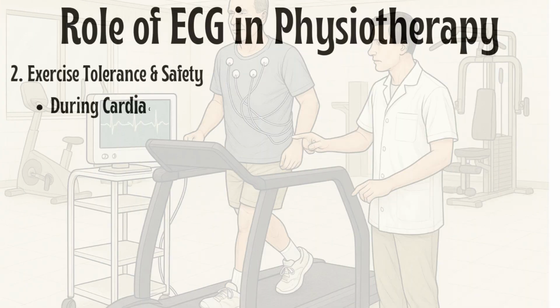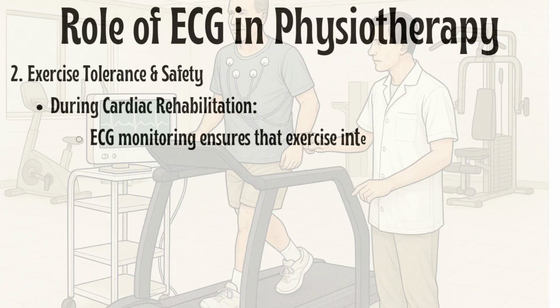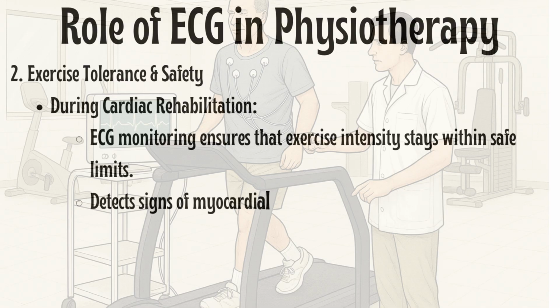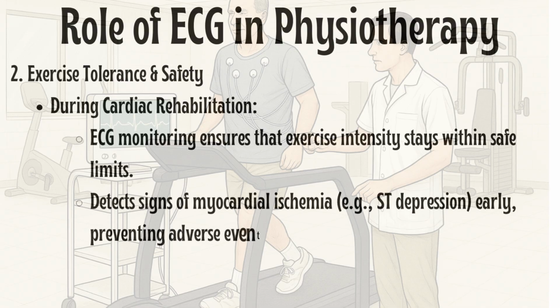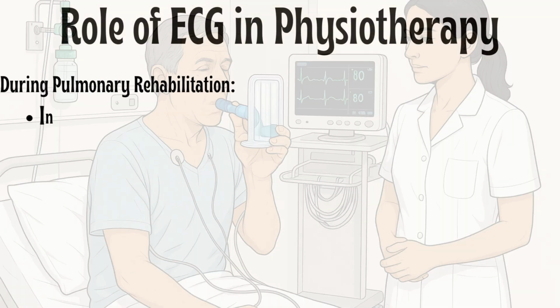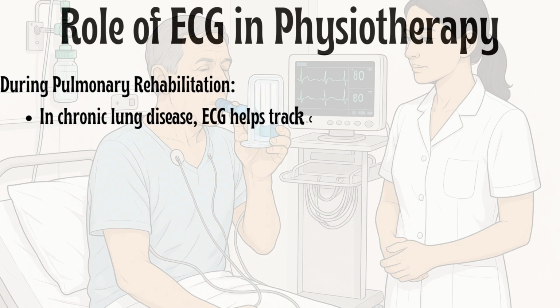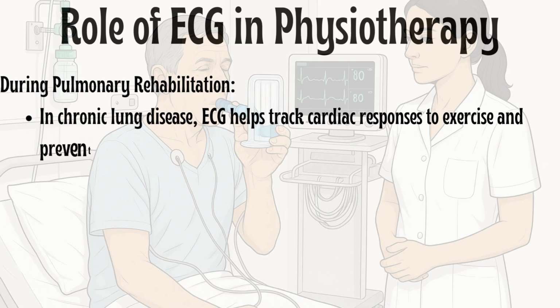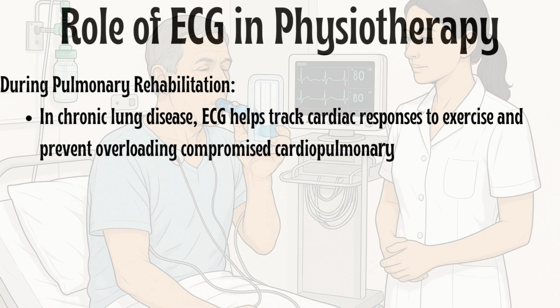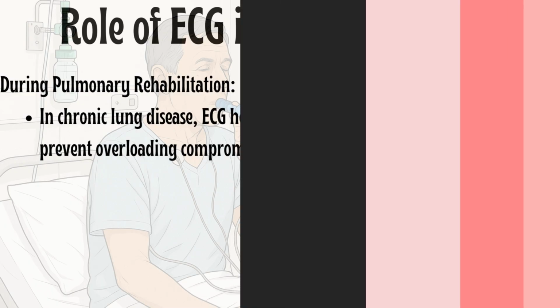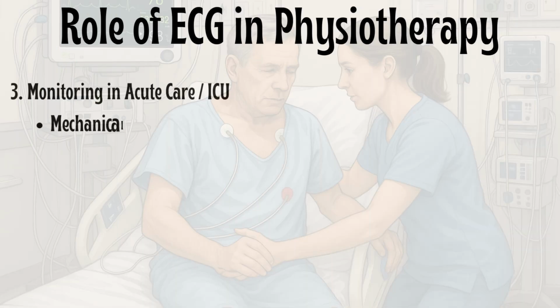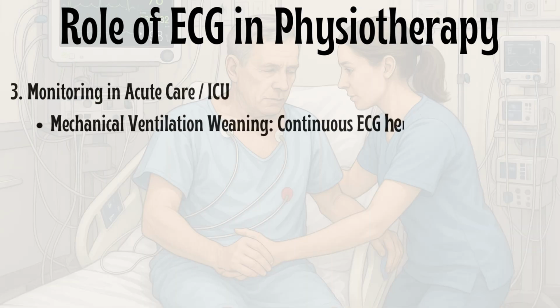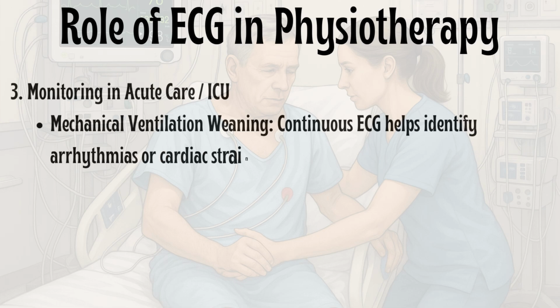In cardiac rehabilitation, ECG monitoring ensures the exercise intensity stays within safe limits. It detects signs of myocardial ischemia early, preventing adverse events. In pulmonary rehabilitation, ECG helps track cardiac responses to exercise and prevent overloading compromised cardiopulmonary systems. Continuous ECG helps identify arrhythmias or cardiac strain during weaning trials in the ICU.